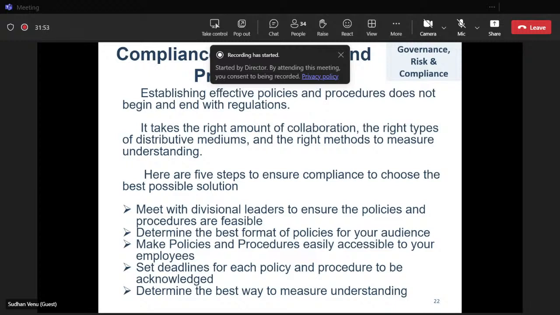You have to modify them, and communicate them to all the employees with the ICC approval or the executive management team approval, and determine the best way to measure the understanding. So these are the policy and procedures with respect to the complaints.